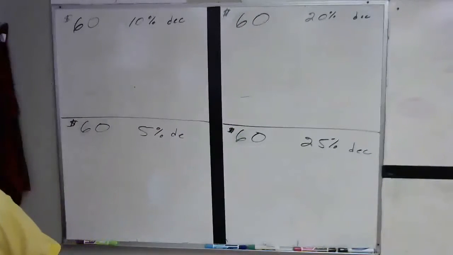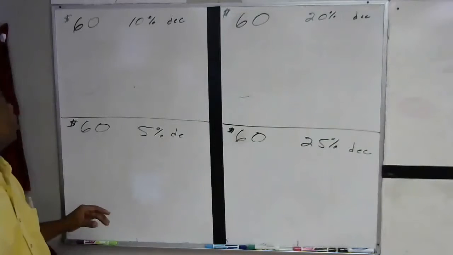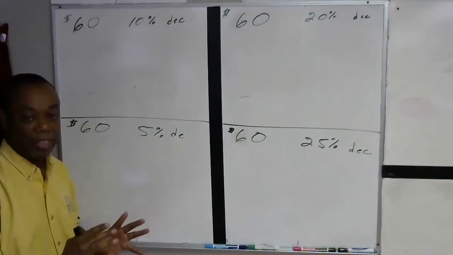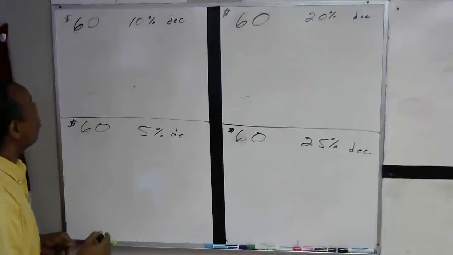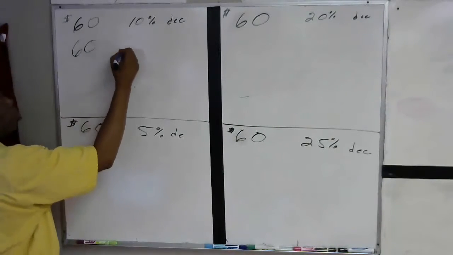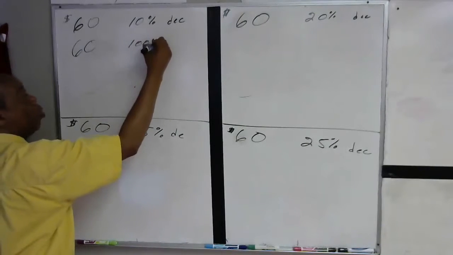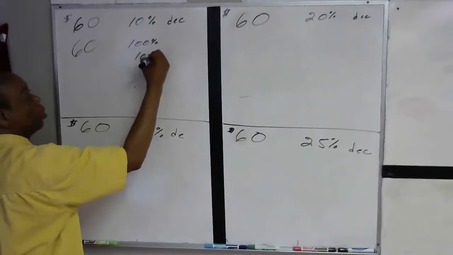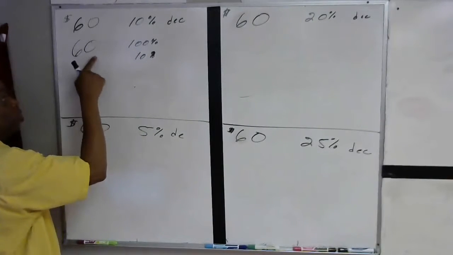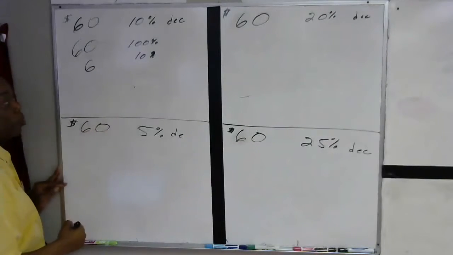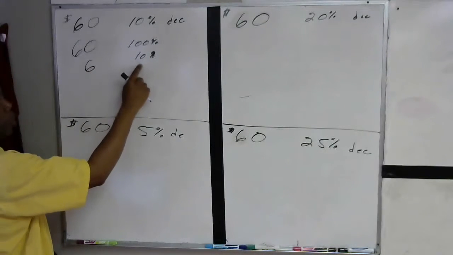Okay, now we're going to work with decreases. Okay, so decreases work almost the exact same as the increases. First, you got to know what the original amount is. So we say 60 is the original amount, so we call that 100%. To find 10%, we're going to divide this by 10, or should I say move the decimal over one time, and we get the number 6. So 6 represents the 10%.